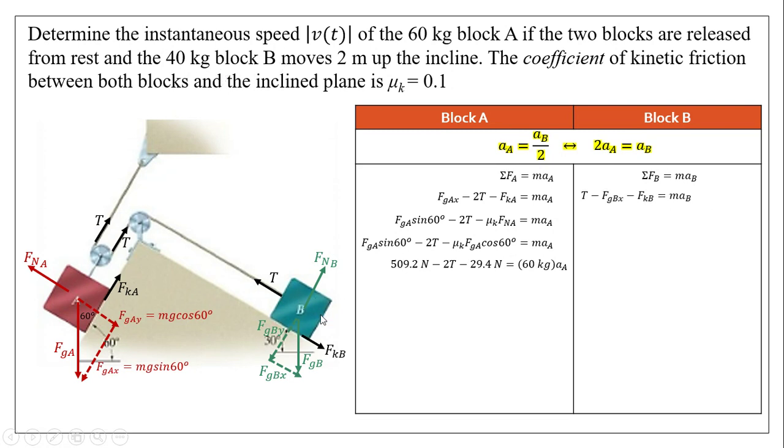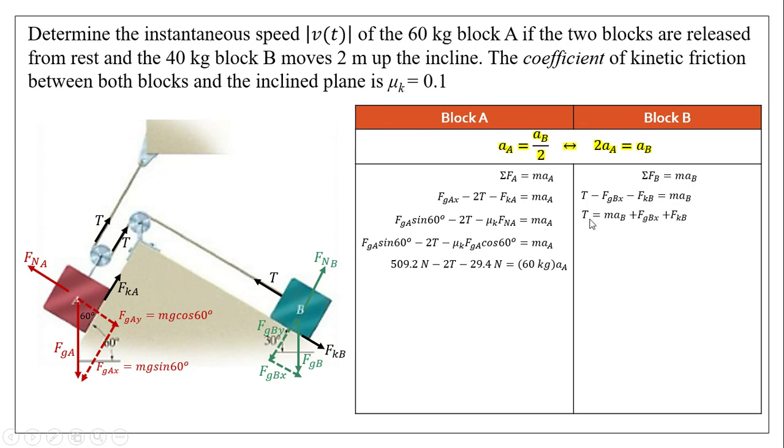But if you look at block B, I see a T pulling it up, right? And then I see an F of KB acting against it. I also have a F of GX pointing down the hill. So here, there's one arrow up slope, and there are two arrows down slope: FKB, F of GB in the X direction. So I took T, I subtracted FGBX, and I subtracted FKB, and that equals its mass times acceleration.